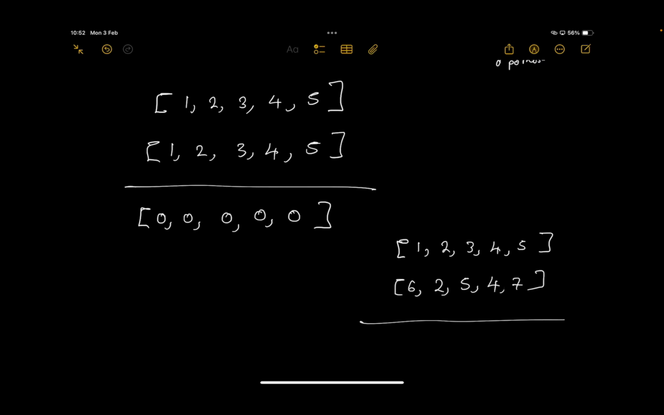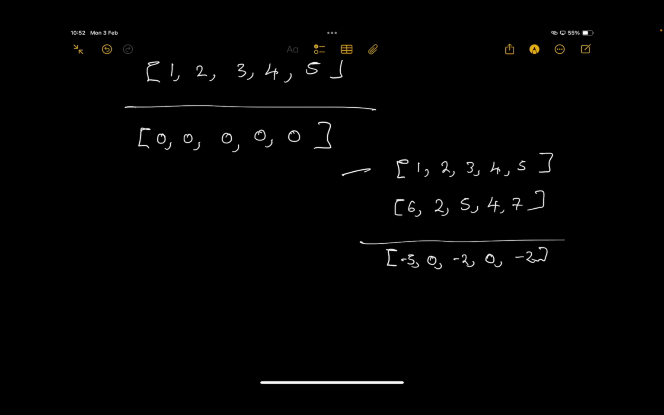Right? So now what are we going to get? We're going to get minus 5 here, right? We're going to get 0 here. We're going to get minus 2, 0, and minus 2. So now this is the final P of C. This is technically P of A. Then this is P of B. This here is P of C.